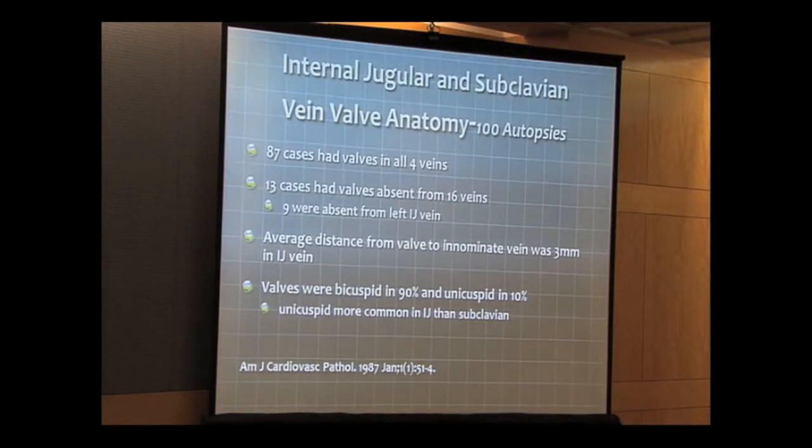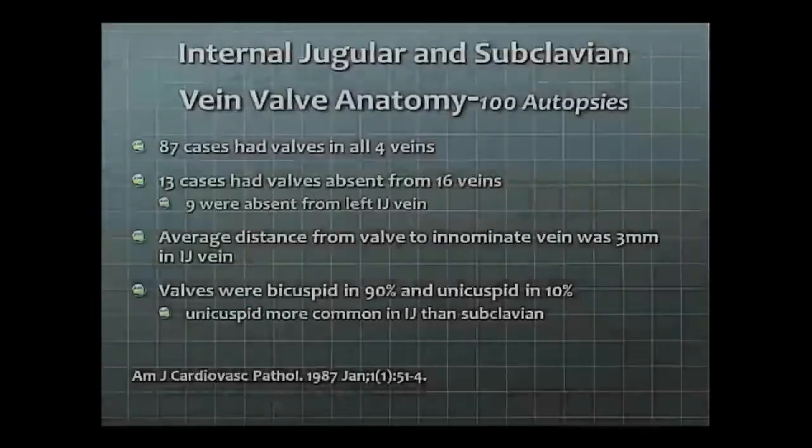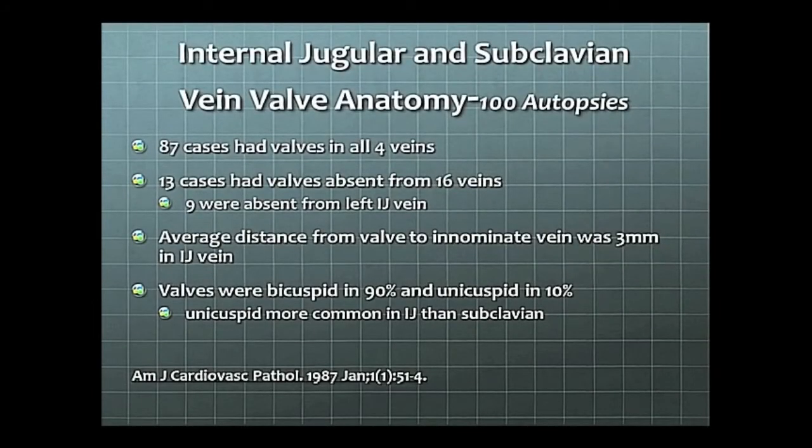Okay, so what do we know about valves? I've mentioned valves a bunch of times, and I thought it might be worth talking a little bit about valves and what we know about them. In an autopsy series of 100 autopsies, 87 cases had valves in all four of those veins, both IJs and both subclavians. They're occasionally absent, interestingly, more so from the left internal jugular vein.